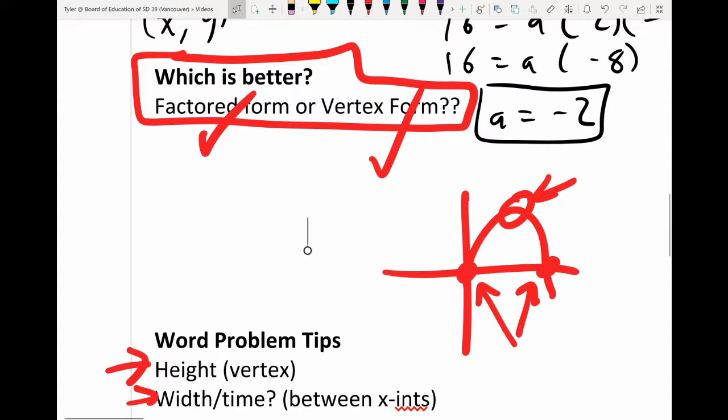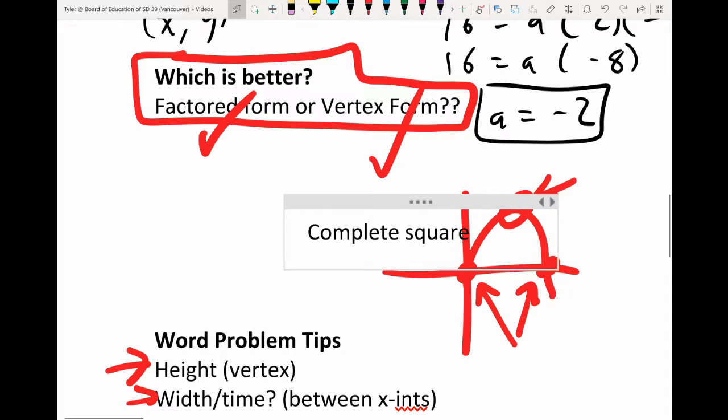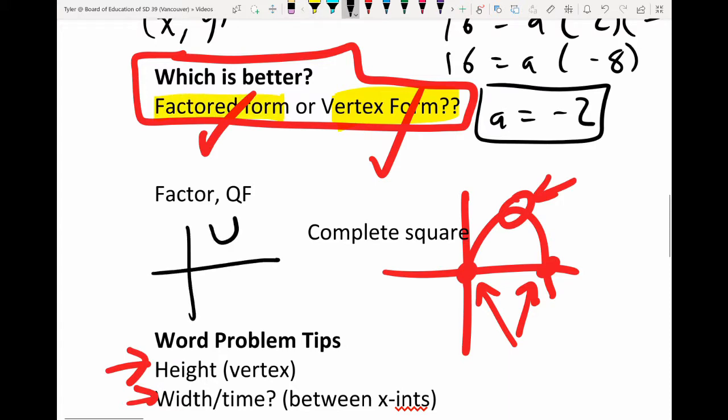For vertex form, if you like to complete the square, that's what you want to do. For factored form, if you like factoring, or you like using the quadratic formula, that's going to work for you. Now, the safest one is to use the vertex form because it always works. However, if you try and do the factored form and it's a parabola that doesn't have zeros like this, it won't work. So I kind of lean towards using factored form unless it's really obvious that it can factor, okay? Although a lot of questions on tests are just going to say use factored form, use vertex form, whatever.